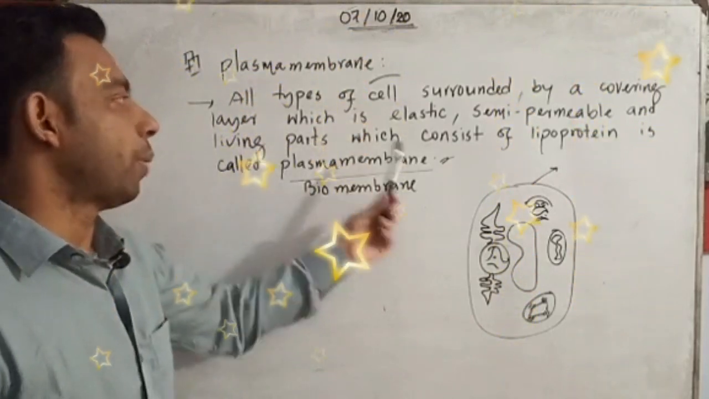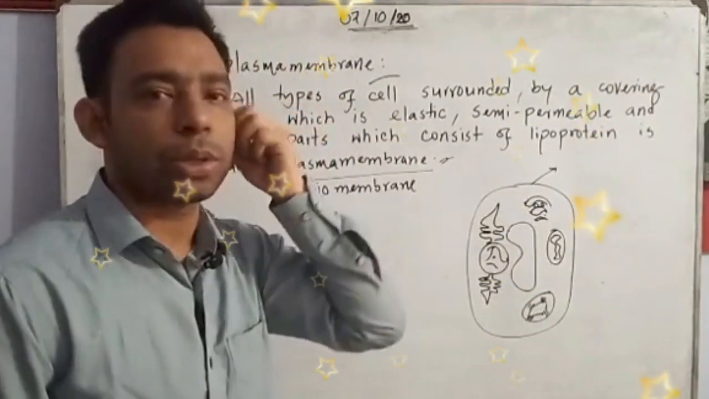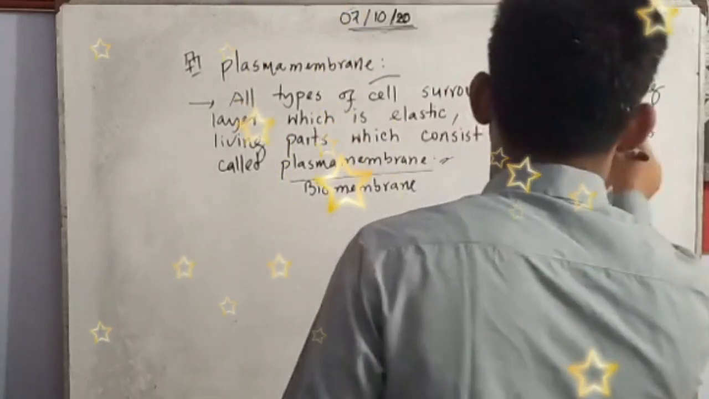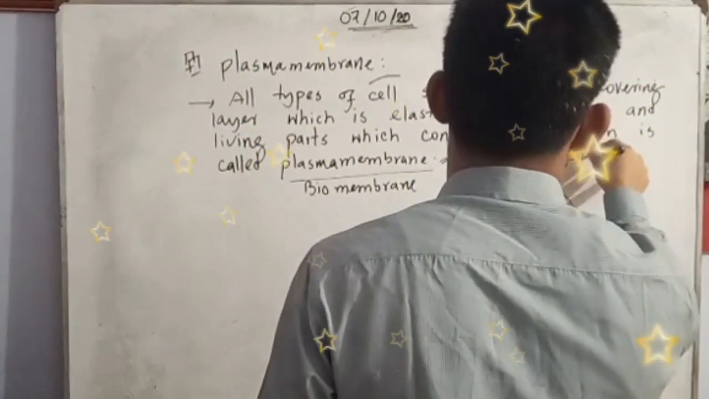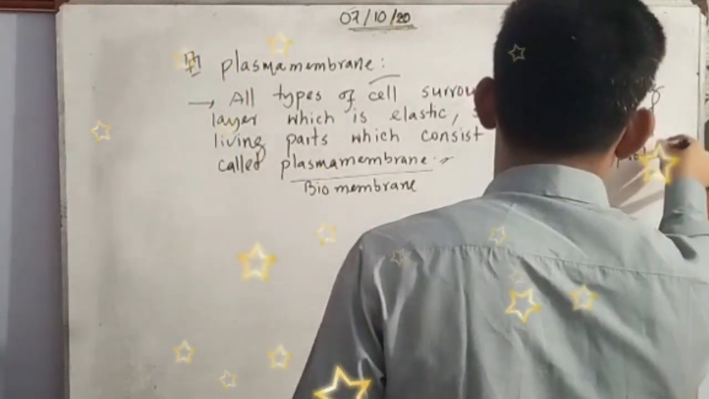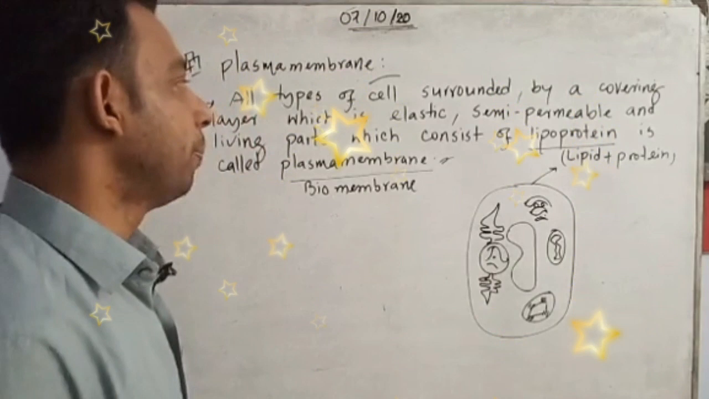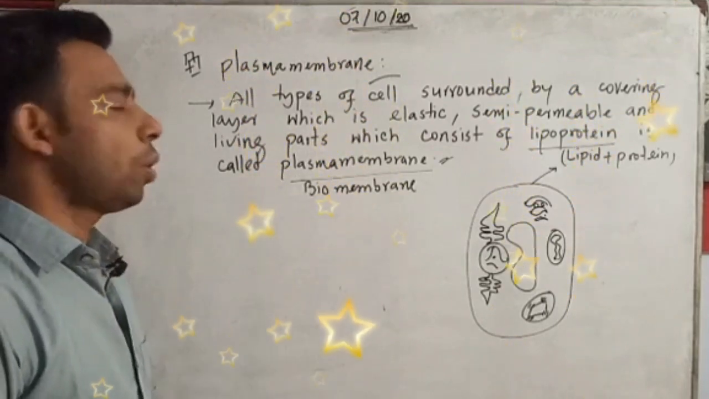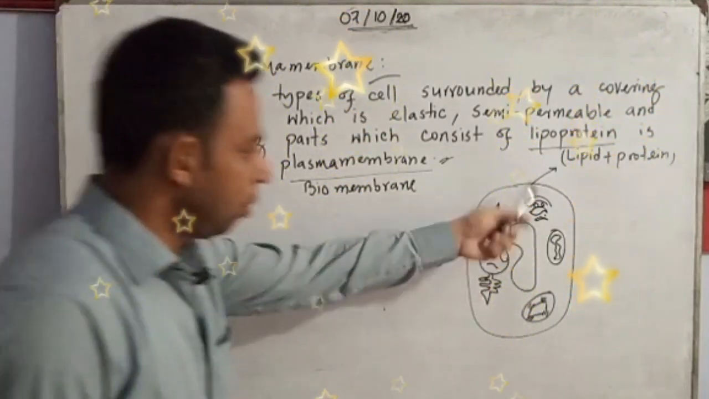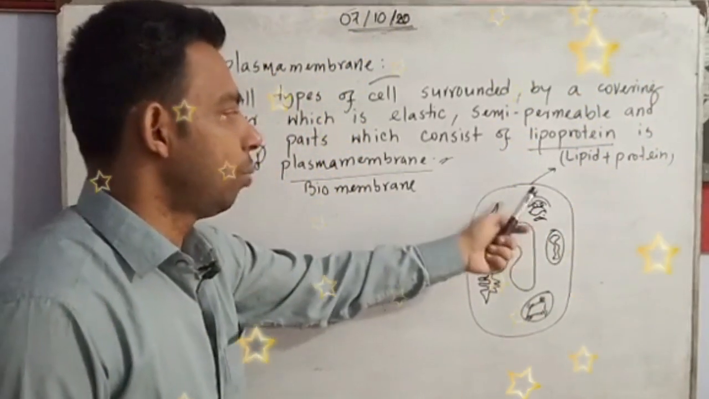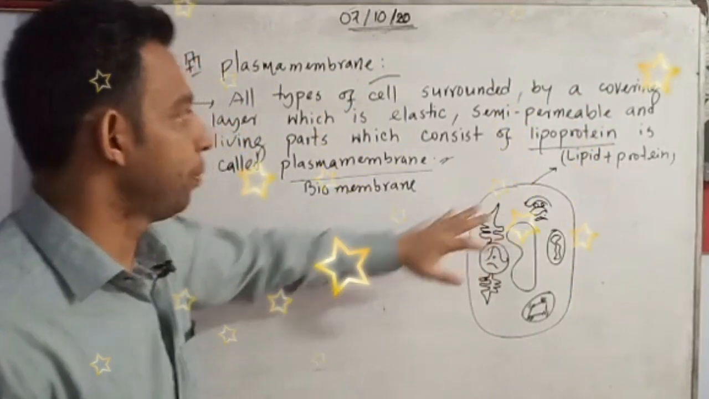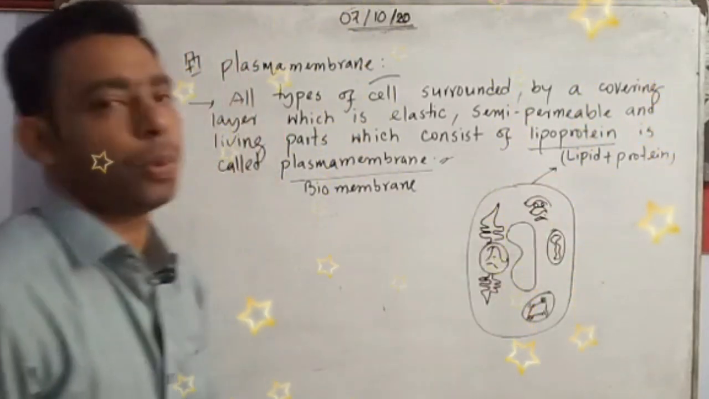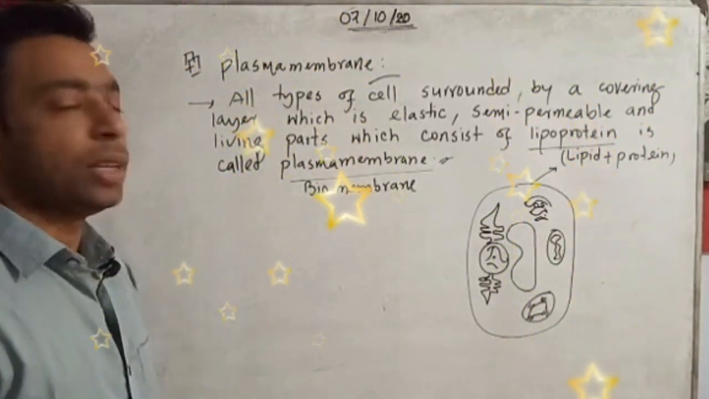And living parts, of course, they are all living parts, which consist of lipoprotein. This layer consists of lipoprotein, which is actually lipid plus protein. Lipid plus protein is the lipoprotein. The constituent in there is called plasma membrane. So what we learned: all the cellular parts are covered by a layer which is elastic, semi-permeable, consists of living parts, and is composed of a lipoprotein layer. This is called plasma membrane, and it is also known as the biomembrane.